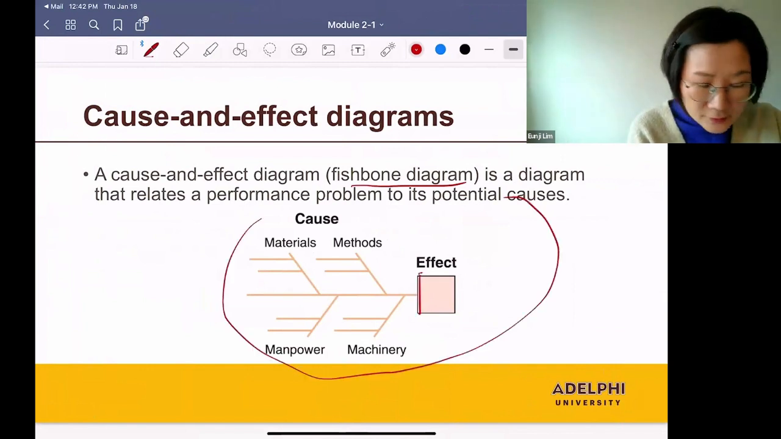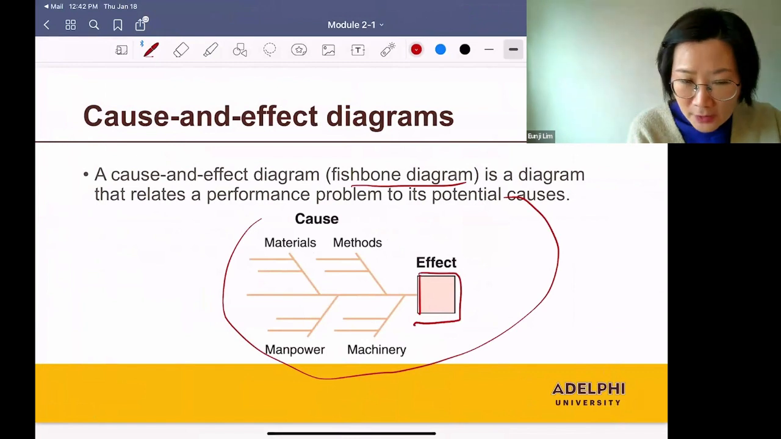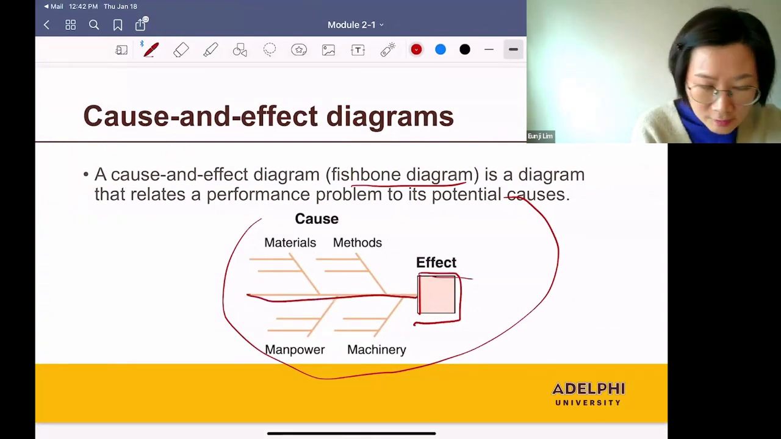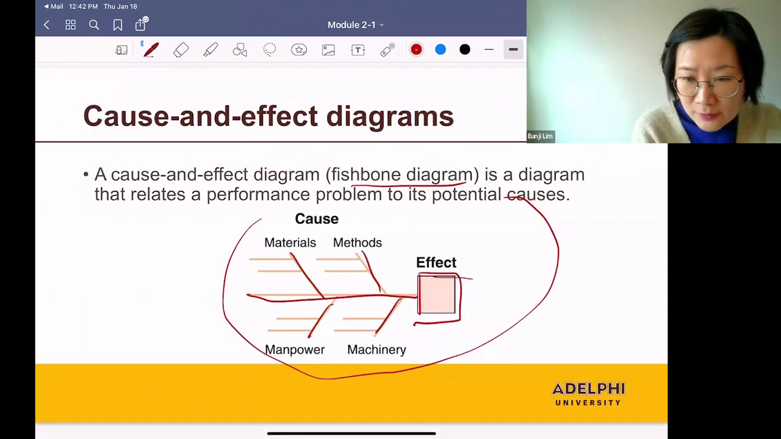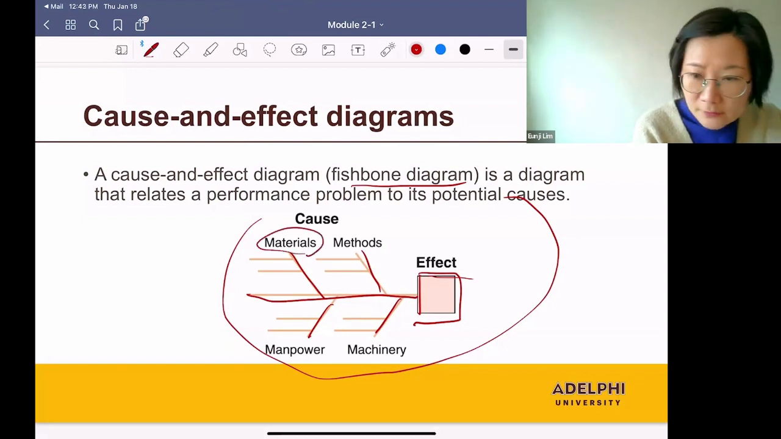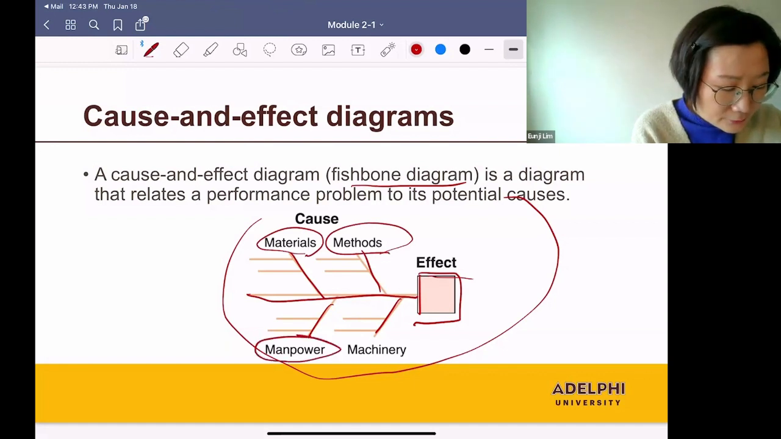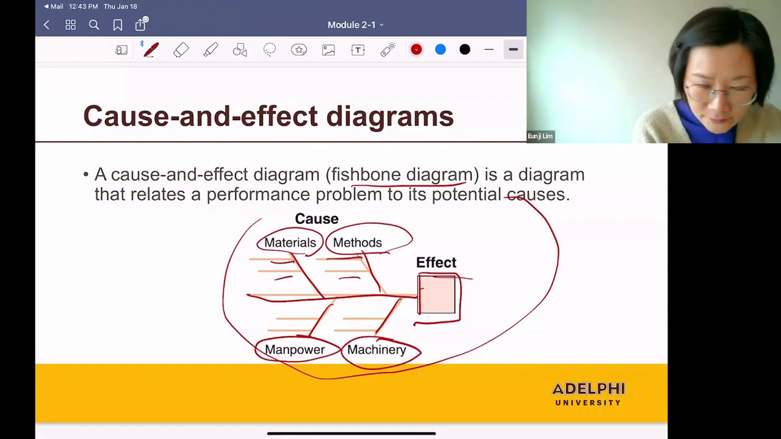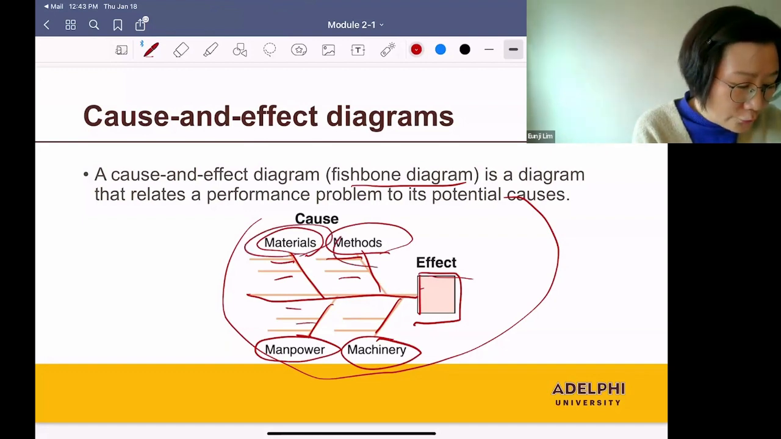On the head of the fish, you write down the problem you have, and you draw the backbone of the fish, and you draw these branches. And each branch represents a category. You have a category for materials, you have a category for methods, manpower, and machinery. And we're going to list all the possible causes of the problem in each category. And these are called 4Ms.